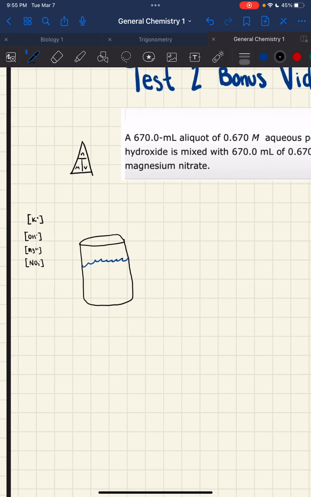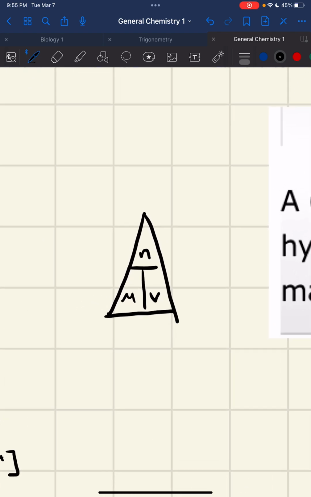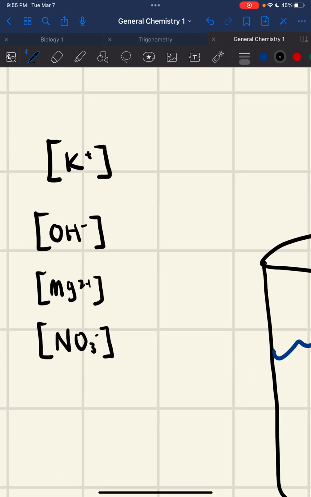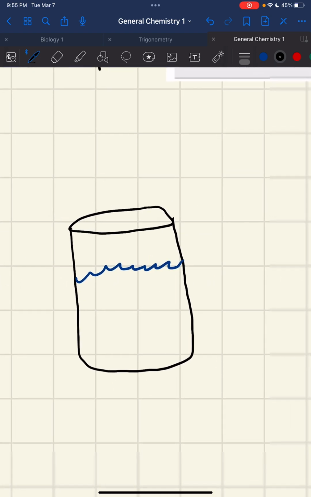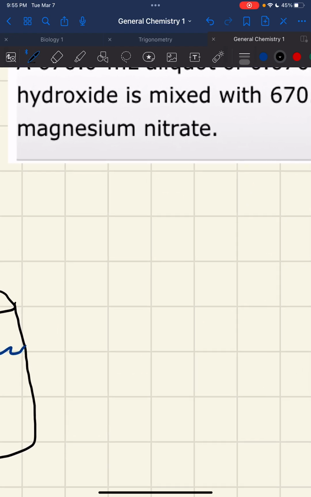Alright, I've got a few things set up right here. This is just my molarity triangle, moles over molarity times volume. I have my 4 ions I'm trying to find. And then I have an empty beaker set up just as an example of what we will use later. But first, the most important thing we do is set up an equation.